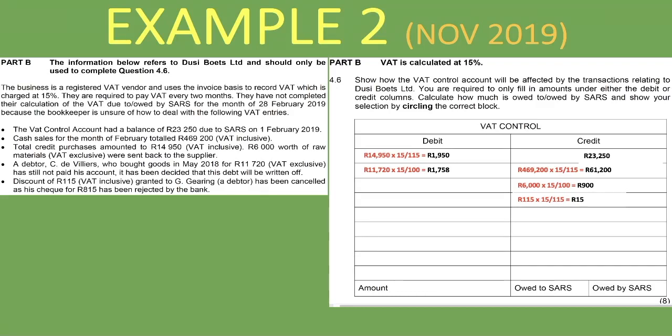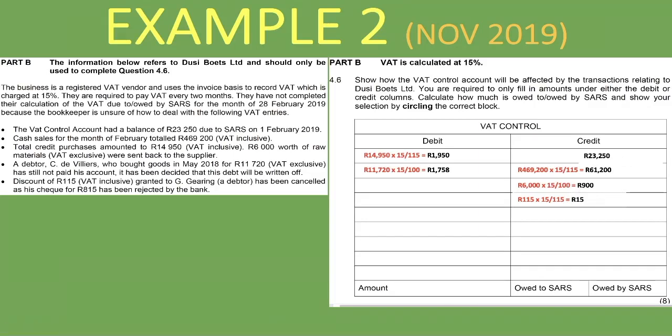So what do we do? Do we owe SARS, or does SARS owe us? Well, you just have to total up your credit side and total up your debit side. If your credit side is bigger, that means you owe SARS. If your debit side is bigger, that means SARS owes the money to you. So you just have to total up credit and you total up the debit, and you take the bigger side minus the smaller side, and it will tell you the amount that you owe to SARS or SARS owes you. And just by looking at the amounts, obviously you can see that the credit side is bigger because it's got bigger amounts. That means we definitely owe the amount to SARS.